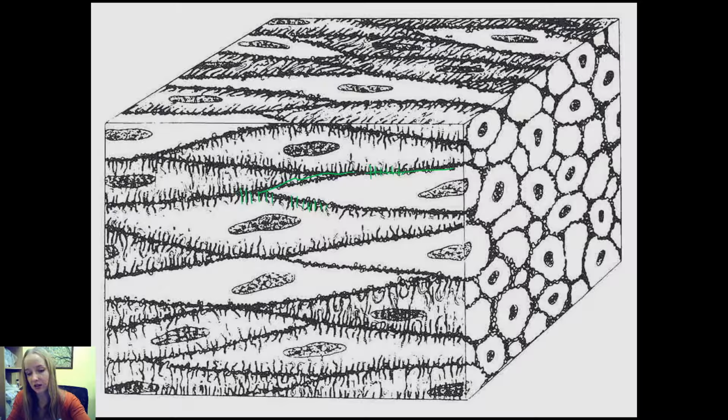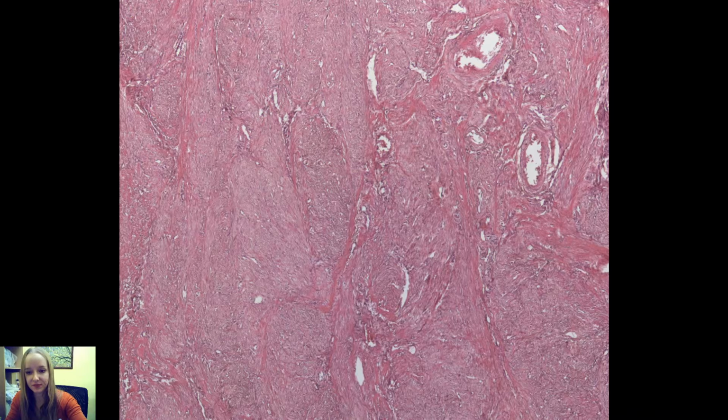And this is a picture at a small magnification. Sometimes it looks like a complete mess, but this is how smooth muscle normally looks. They are forming these bundles. These are many smooth muscle cells forming the bundles.